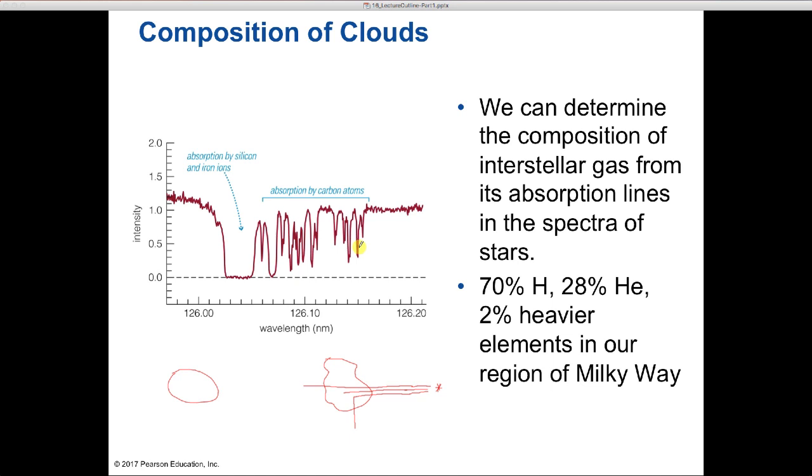Ultimately, we find out by looking at a bunch of clouds of gas and dust that they contain about 70% hydrogen, about 28% helium, and about 2% heavier stuff. And by heavier stuff, we just mean anything bigger than helium. And that would include molecules as well as other atoms.